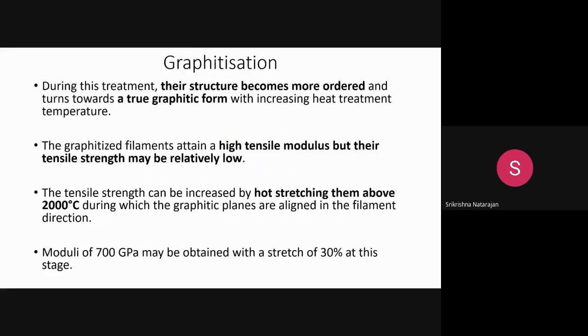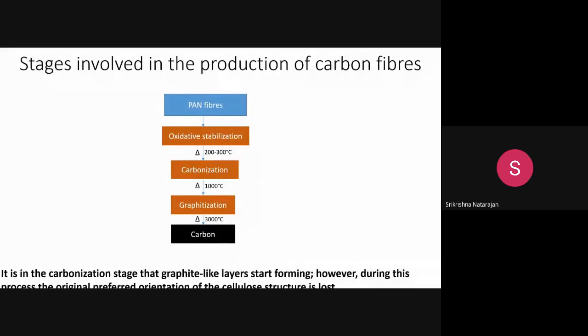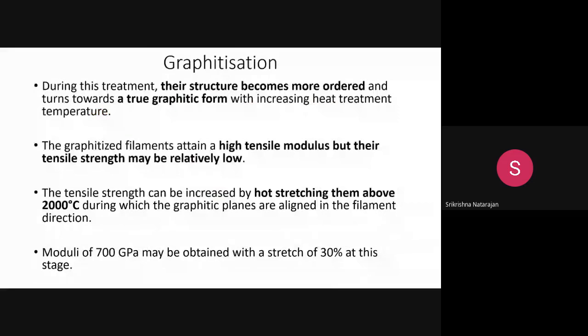Okay. So next is the graphitization process, which is the final process in carbon fiber manufacture. Here, you heat it to a still higher temperature, double or triple the temperature of the oxidative stabilization. If you just recall the flowchart, if carbonization is at 1000 degrees, for graphitization you apply at least 2000 to 3000 degrees centigrade. In this process, the structure becomes more ordered. The carbon fibers will form an ordered structure. That ordering is very important.